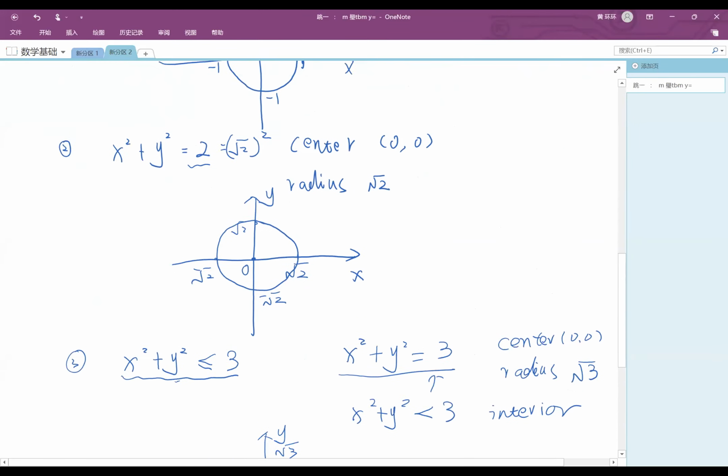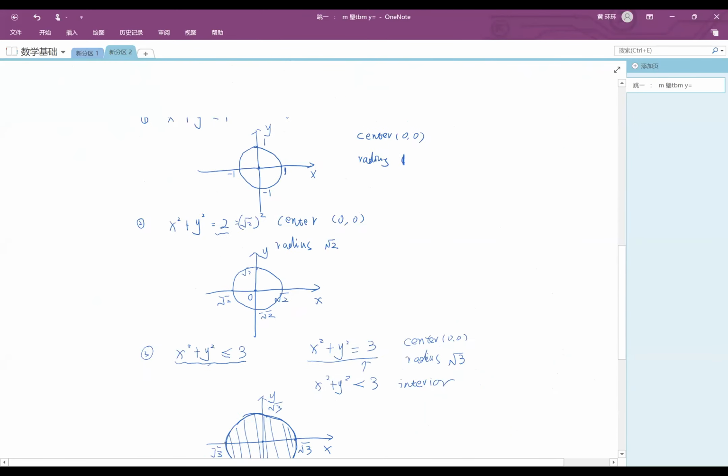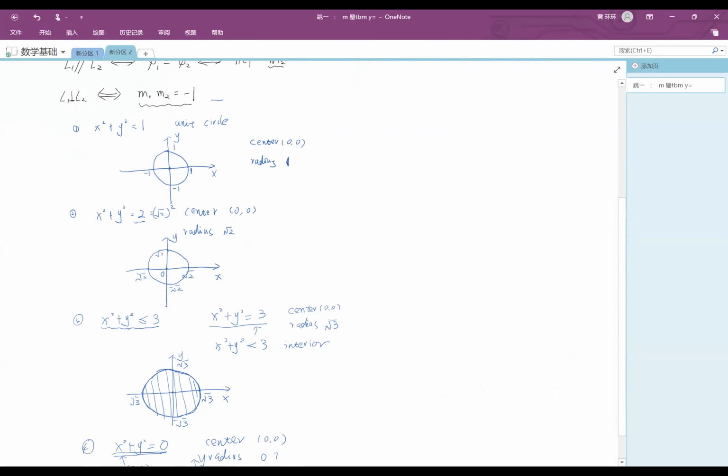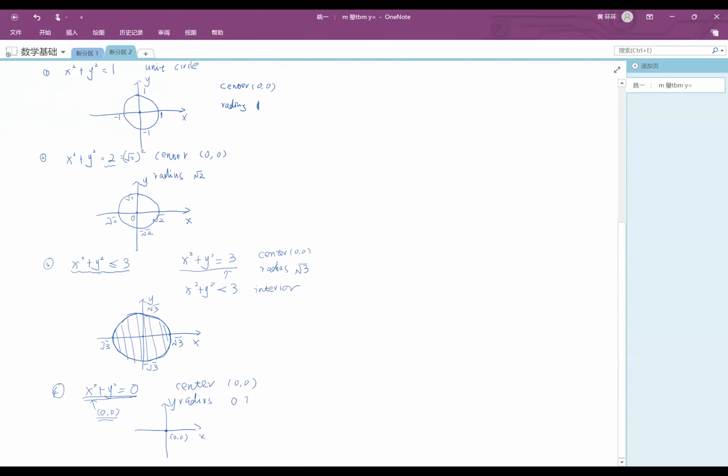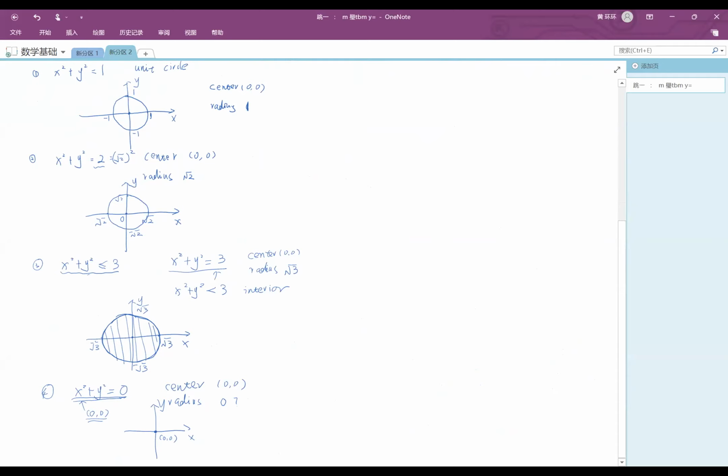Okay, these are the 4 graphs for this first exercise. Okay, got it?